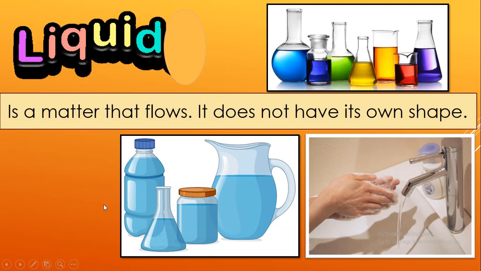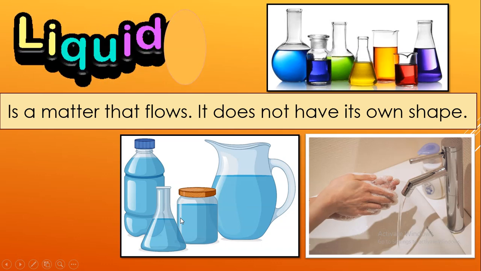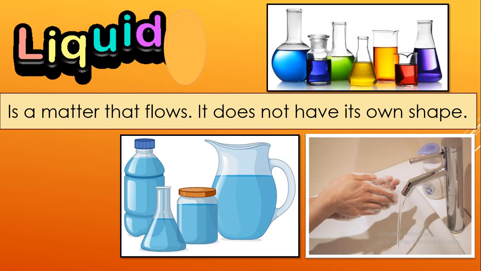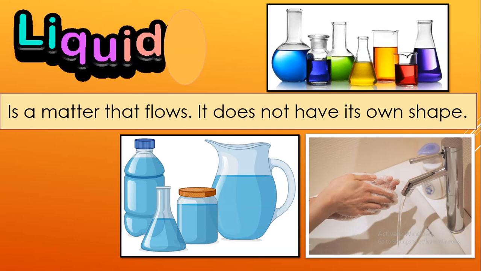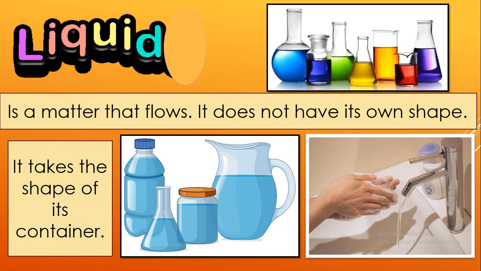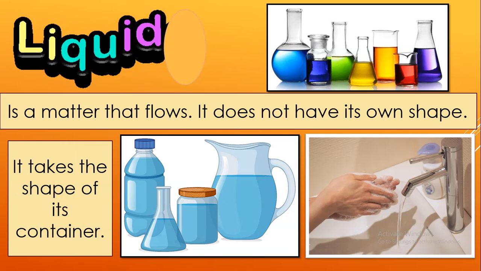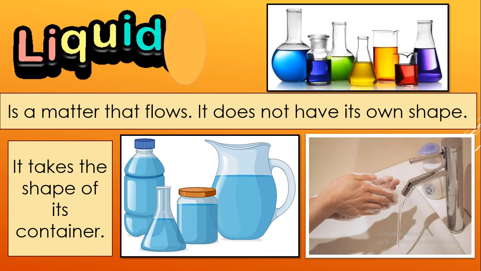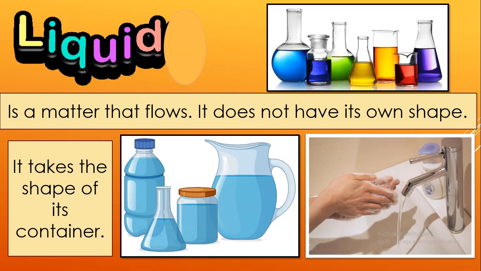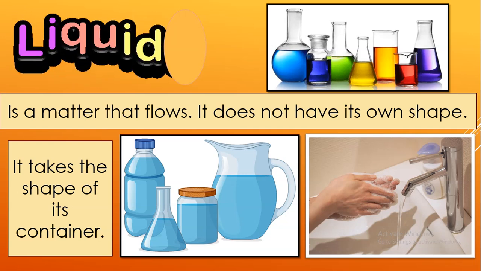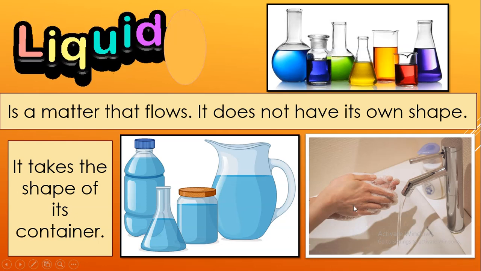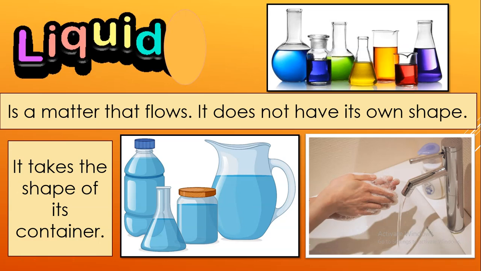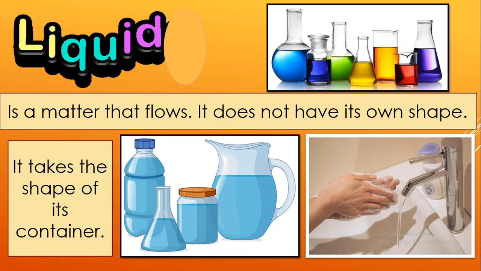So what is a liquid? It's matter that flows. It doesn't have its own shape. That means it doesn't have a definite shape, but it has a definite volume. And it takes the shape of its container. So if I ask you this question, how are water and liquid soap alike? Both of them are liquids. They don't hold their shape and they take the shape of their container.